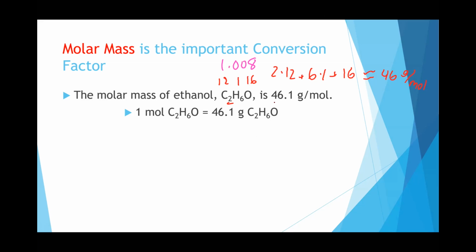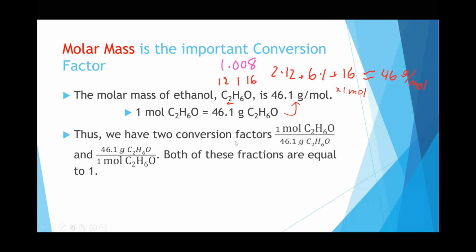So since we know it's 46.1 grams per mole, we know that 1 mole of ethanol is 46.1 grams of ethanol. So we can get this directly from the molar mass, because the molar mass is 46.1 grams per mole, and then we can multiply it by 1 mole. So 1 mole is 46.1 grams. And that's what this next statement says right here. So now we have 2 conversion factors that we can use for any stoichiometry problem.